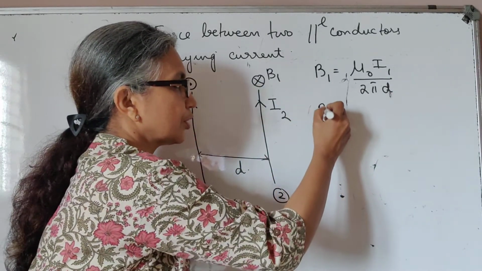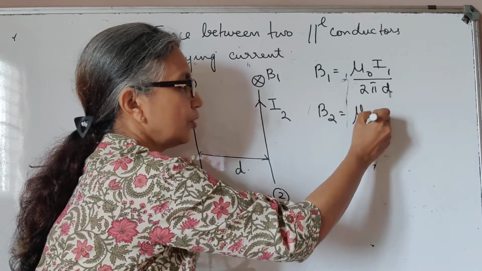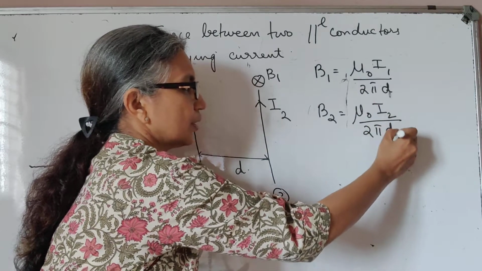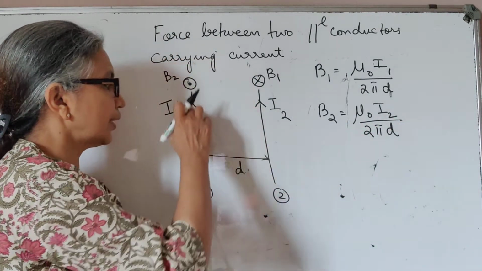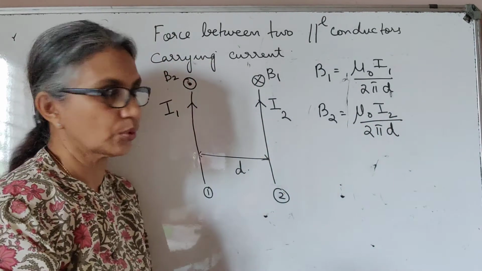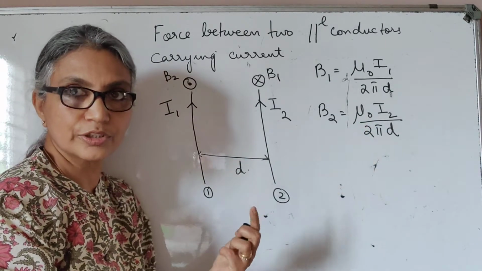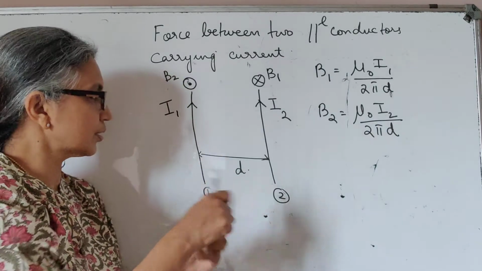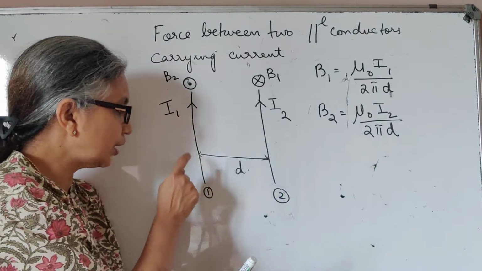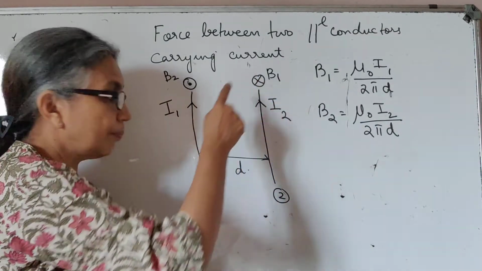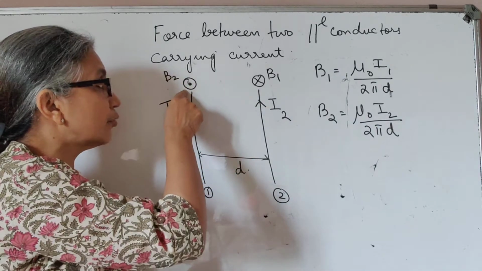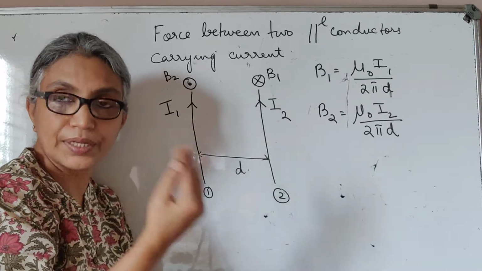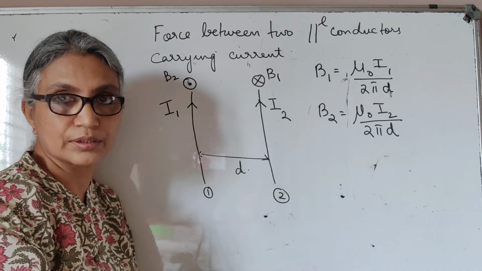If I write the expression for B2, that will be mu 0 I2 by 2 pi d itself, because we are at a distance d from this conductor where we have marked B2. This expression is from the last session, that is Ampere's circuital law. Now you will see that for this conductor, its own field is B1, but it is placed in an external field B2. So every current carrying conductor when placed in an external field will experience a force.